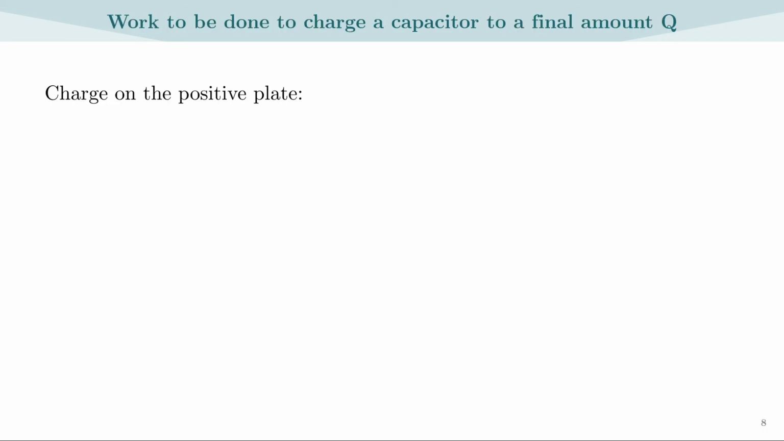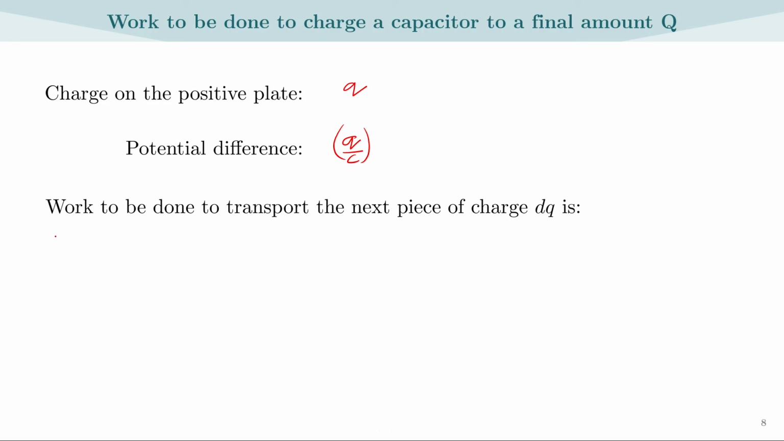Let us now try to calculate the work to be done to charge the capacitor to a final amount capital Q. Suppose that at some intermediate stage in the process, the charge on the positive plate is Q, so that the potential difference is Q over C. The work that has to be done to transport the next piece of charge dq is dW equal to V times dq, and this is equal to Q over C times dq.